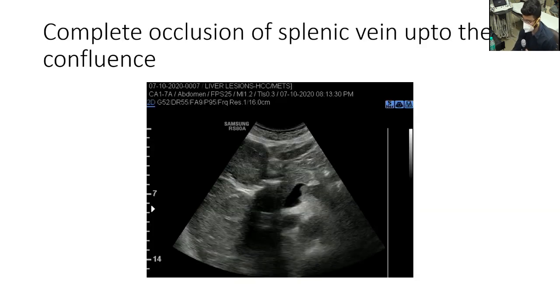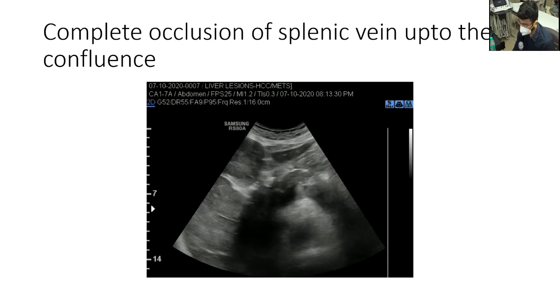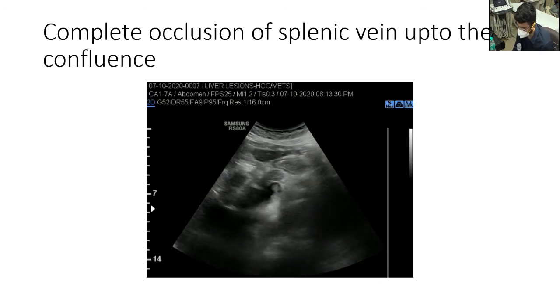The patient had thrombus in the splenic vein up to the confluence. Here we can see the thrombus in the splenic vein up to the confluence.